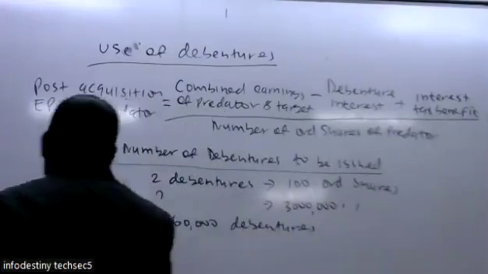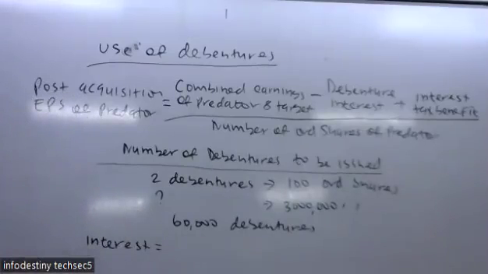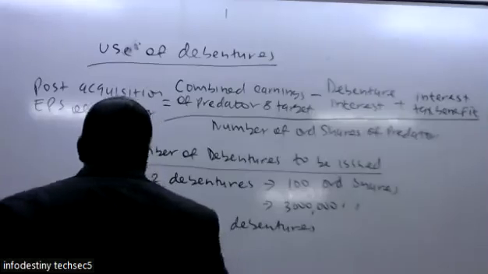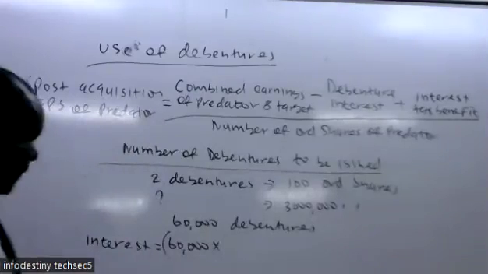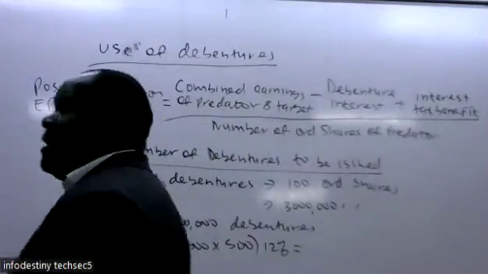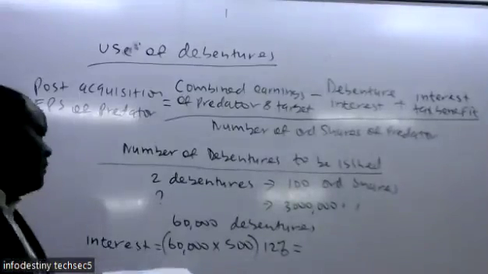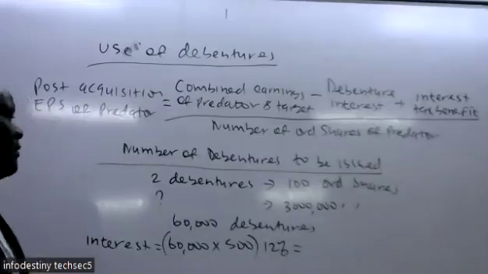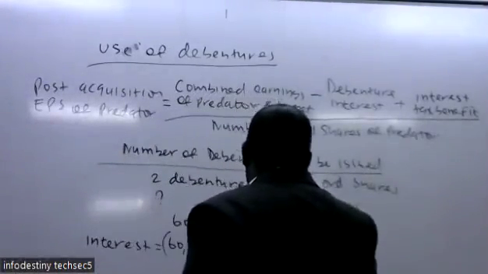So now we compute interest. There are 60,000 debentures. The par value of each debenture was given as 500. The interest rate is 12%. So you get 12% of that to give us the amount for the interest. That gives us 3.6 million.